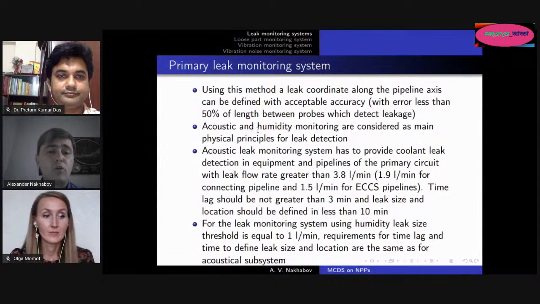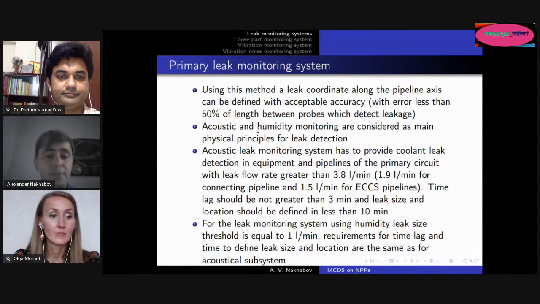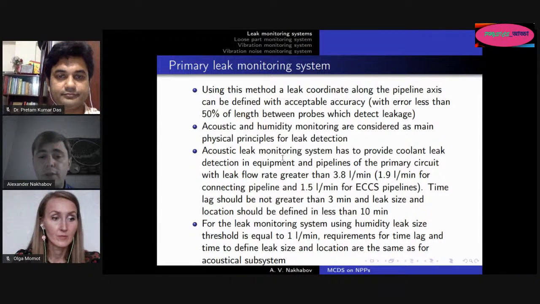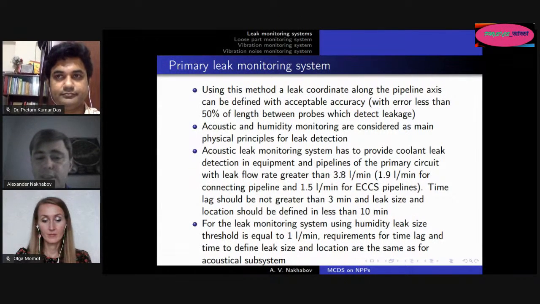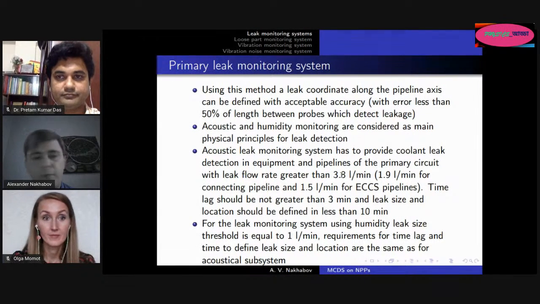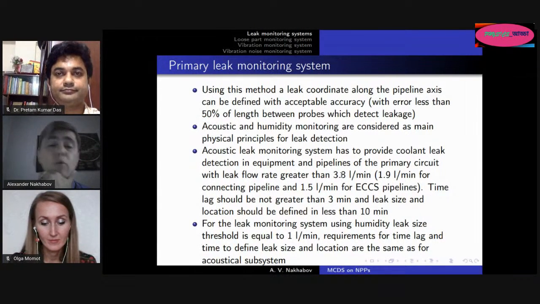You see that acoustic and humidity monitoring are considered the main physical principles. And about the threshold of detection: for acoustic leak monitoring, 3.8 liters per minute is considered the threshold of leakage detection. It means that if the flow rate through the leakage is less than this number, the system doesn't find the leakage. Roughly 4 liters per minute can be considered big from our point of view as ordinary persons.